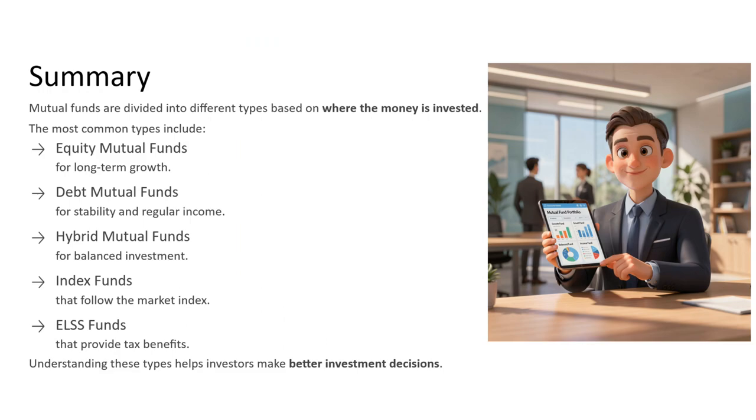Now we will see the summary. Mutual funds are divided into different types based on where the money is invested. The most common types include equity mutual funds for long-term growth, debt mutual funds for stability and regular income, hybrid mutual funds for balanced investment, index funds that follow the market index, and ELSS funds that provide tax benefits. Understanding these types helps investors make better investment decisions.